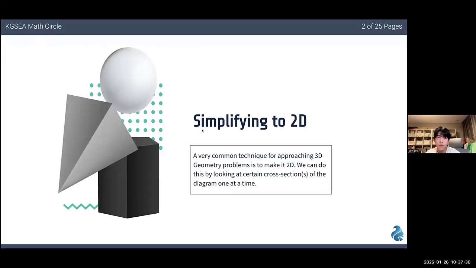A very common technique for approaching 3D geometry problems is making it 2D. This is to reduce the complexity by turning it into something more familiar. This method works because sometimes the full 3D objects might be overwhelming, but if we focus on just 1 or 2 cross-sections, the problem can become manageable. To do this, we look at a cross-section of a 3D shape. A cross-section is essentially a slice or a cut through this shape, and it gives us a 2D view of a part of the 3D object. This makes it easier to apply our geometry techniques.